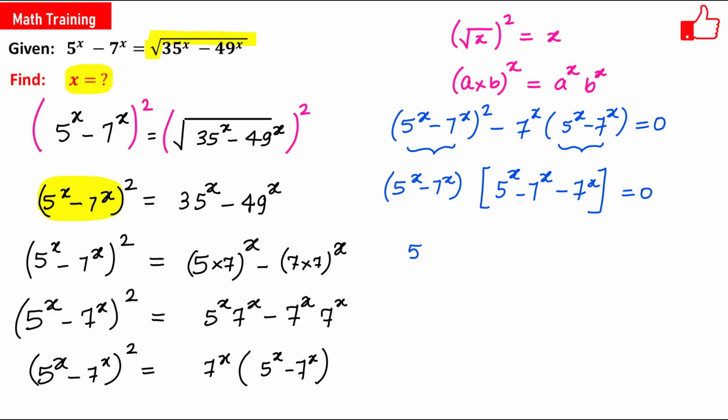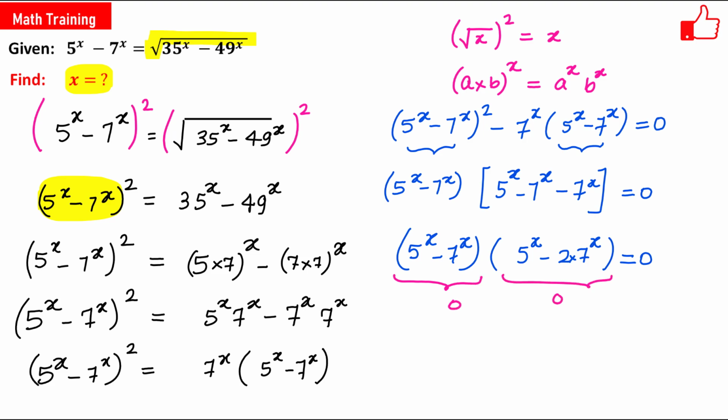So I can write this as 5 raised to the power x minus 7 raised to the power x, times 5 raised to the power x minus 2 times 7 raised to the power x, and this is equal to 0. Now there are two possibilities, either this term is 0 or this term is 0. So let us say case 1, when the first term is 0, that is 5 raised to the power x minus 7 raised to the power x is equal to 0.